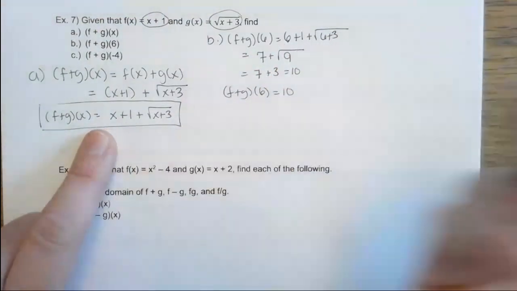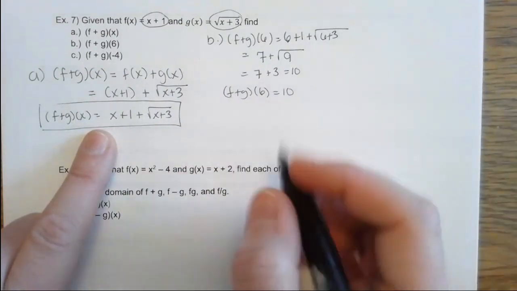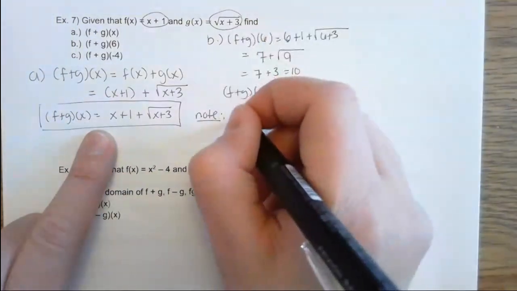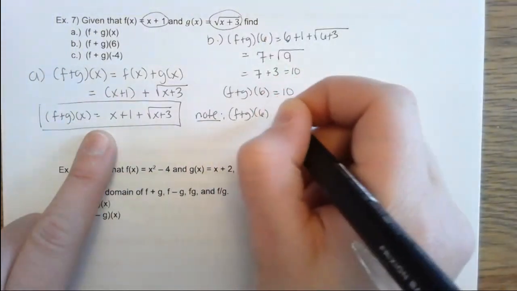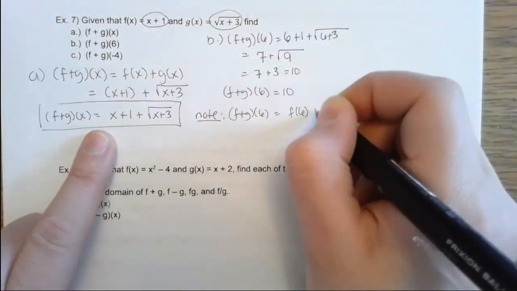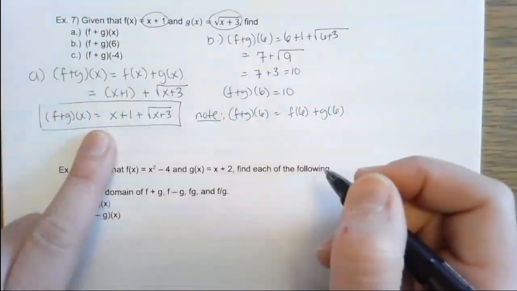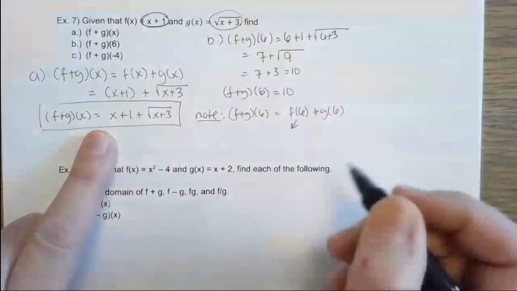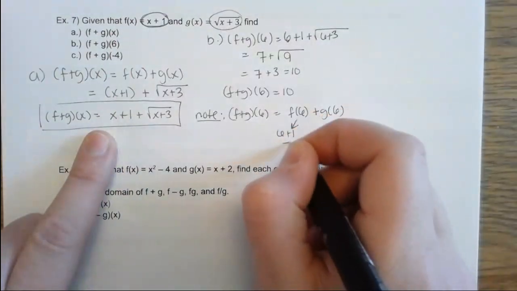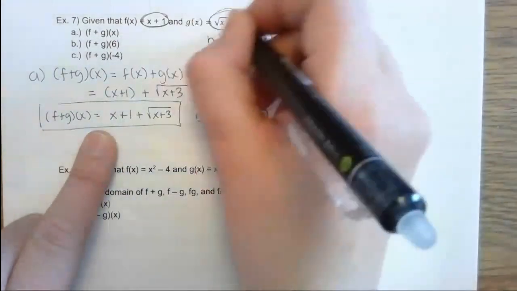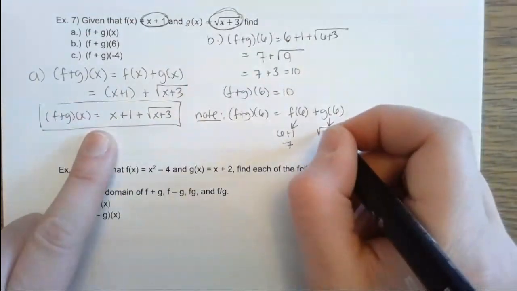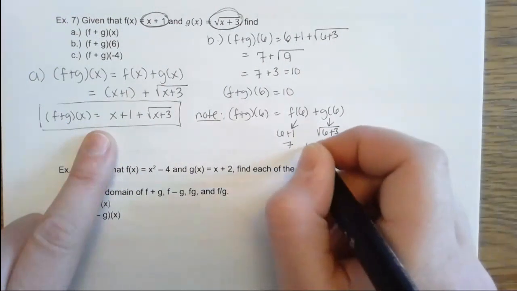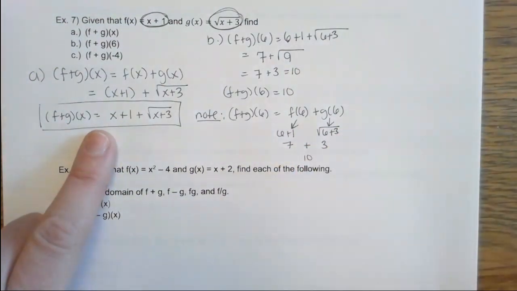So once you have the function, you're just plugging it in. I do want to make a note here that this is actually the same as doing them separately. So if you did f of 6 and then plus g of 6, you would get the same answer, right? f of 6 is 6 plus 1, which is 7. g of 6 is root 6 plus 3, so root 9, which is 3. And then if you add them together at the end, you get the same 10.